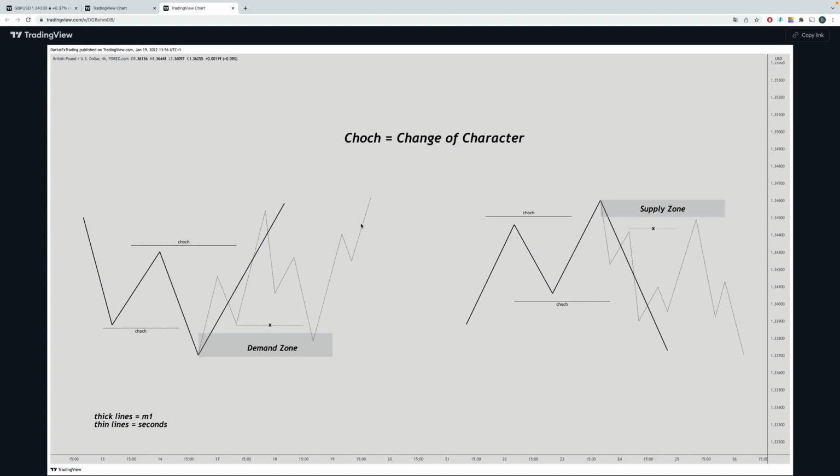Of course, you can look for this CHoCH also only on the seconds. It's also possible. So if you don't see something on the 1 minute, then you can go down lower to the seconds to identify something. But I definitely recommend you guys stay on the 1 minute and only execute on the 1 minute, because the seconds can sometimes be a little bit difficult, especially if you're a beginner.